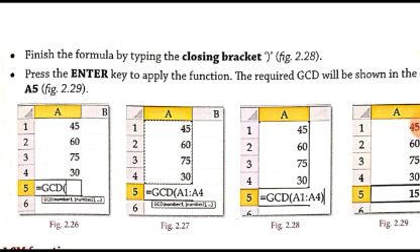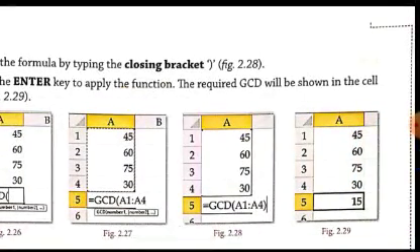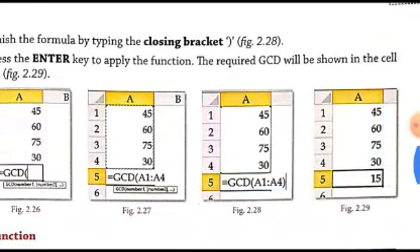What is the last step? You just press the Enter key. That is how you apply this formula. After you press the Enter key, the function has been applied, and the required GCD will be shown in cell A5 as in figure 2.29.